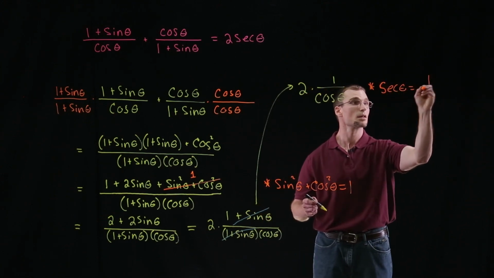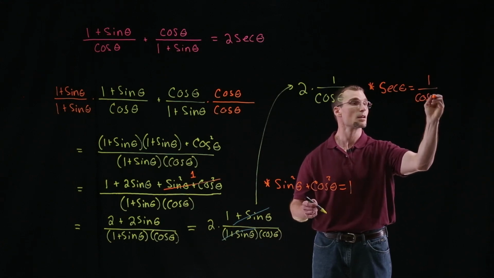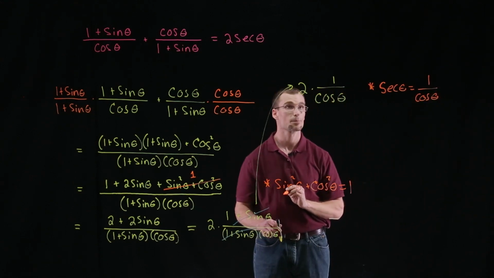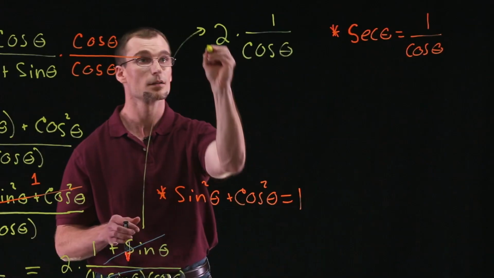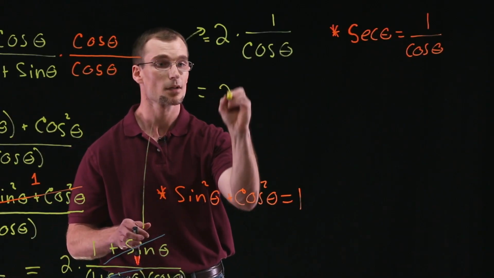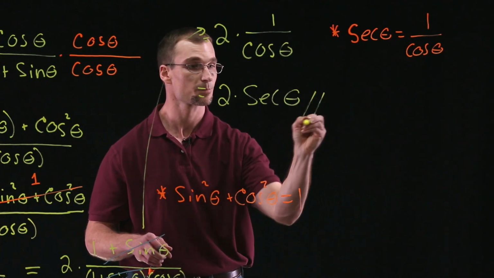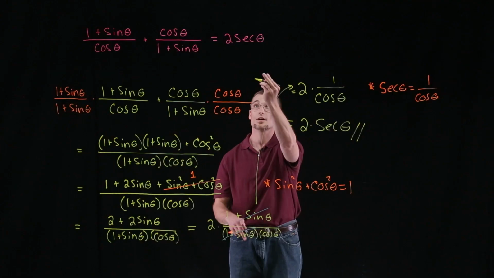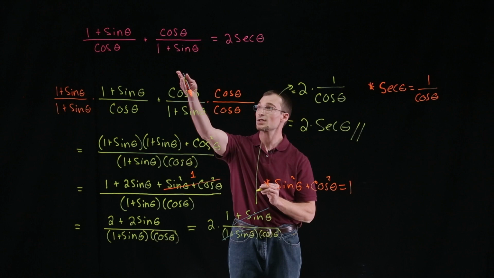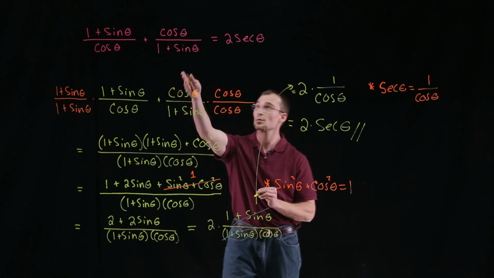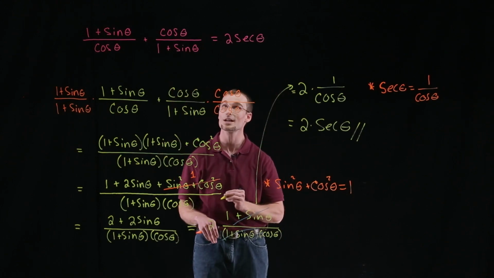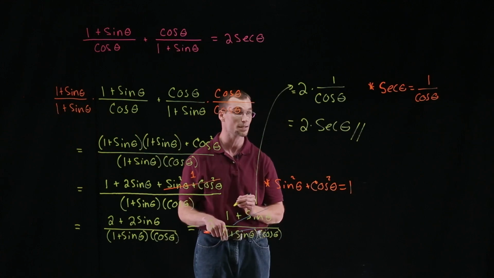Now 1 over cosine theta can be simplified if we use our identity. Secant theta is 1 over cosine theta. So 2 times 1 over cosine theta can be written as 2 times secant theta, right? Which verifies our identity. So (1 plus sine theta) divided by cosine theta plus cosine theta divided by (1 plus sine theta) is equal to 2 secant theta.